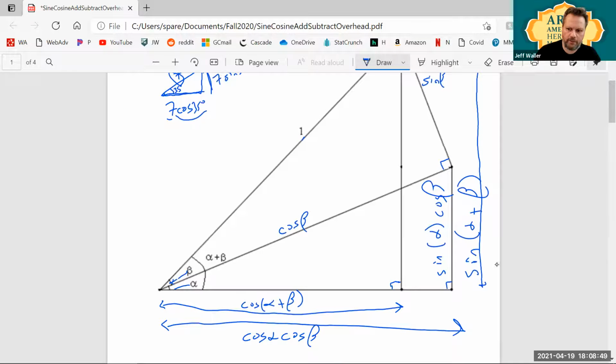Isn't that basically what we just did? So I took the hypotenuse times the sine of the angle, that's the amount in the y direction. Hypotenuse times the cosine of the angle is the amount in the x direction.